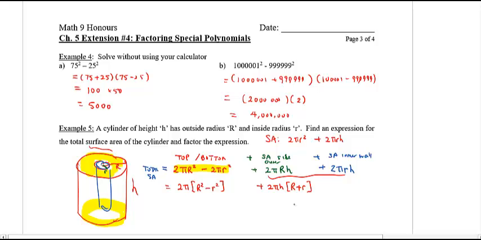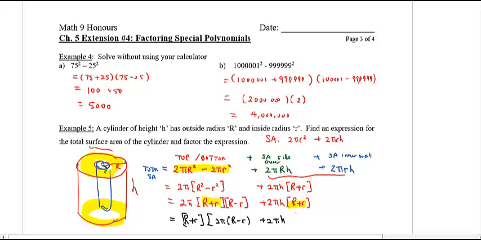If you think you're done, I say no, no, no, because capital R squared minus little r squared, that's the difference of squares, so that's capital R plus r, capital R minus r. And now I'm thinking, look at this, I see a common factor here as well. Let's take that out. And now you're left with 2 pi times R plus r times R minus r plus 2 pi h.